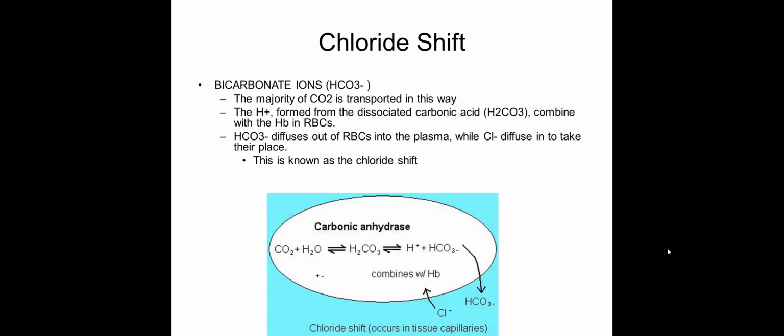So the hydrogen ions formed from the dissociated carbonic acid combine with the hemoglobin in the red blood cells. And we saw a picture of that earlier. From that, the bicarbonate diffuses out of the red blood cell into the plasma, while chloride will diffuse in its place. This is known as the chloride shift, and we talked about this twice now. So your last question, chloride shift, why do we care about that?